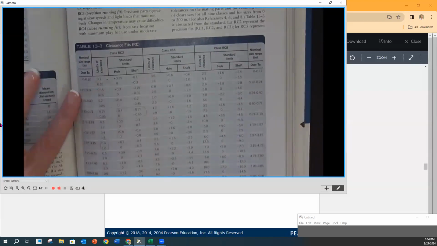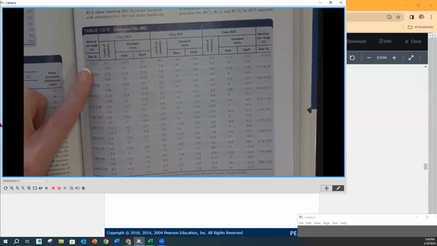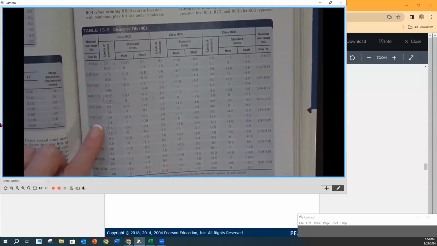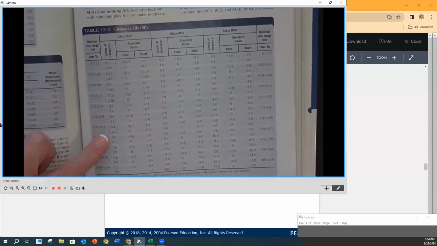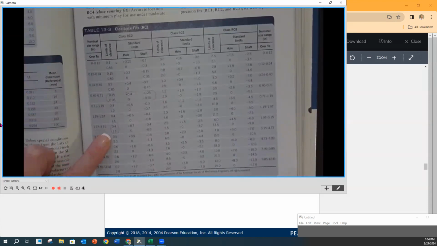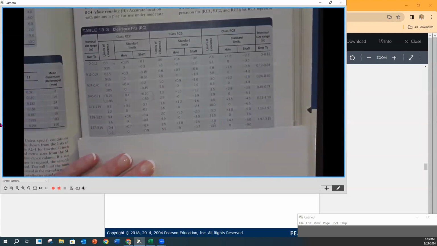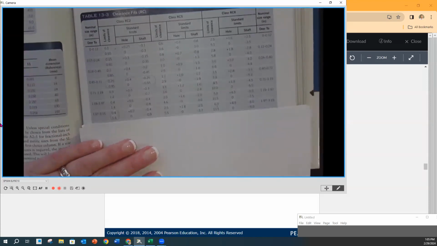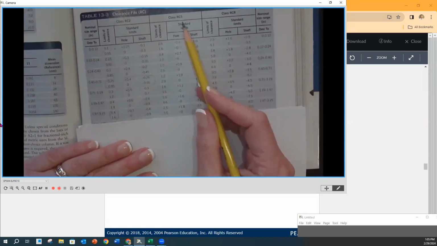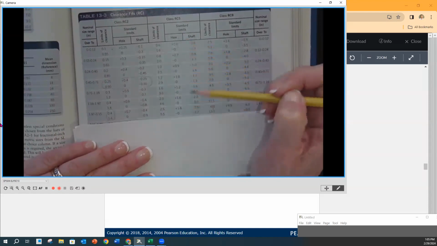So in the first column of this chart, this is where we're going to find our nominal size range. We want to find where our 2 inches falls. It falls between 1.97 and 3.15. Okay, and if we go over to the RC5 column here, we want to get the hole and the shaft, okay, hole and shaft.